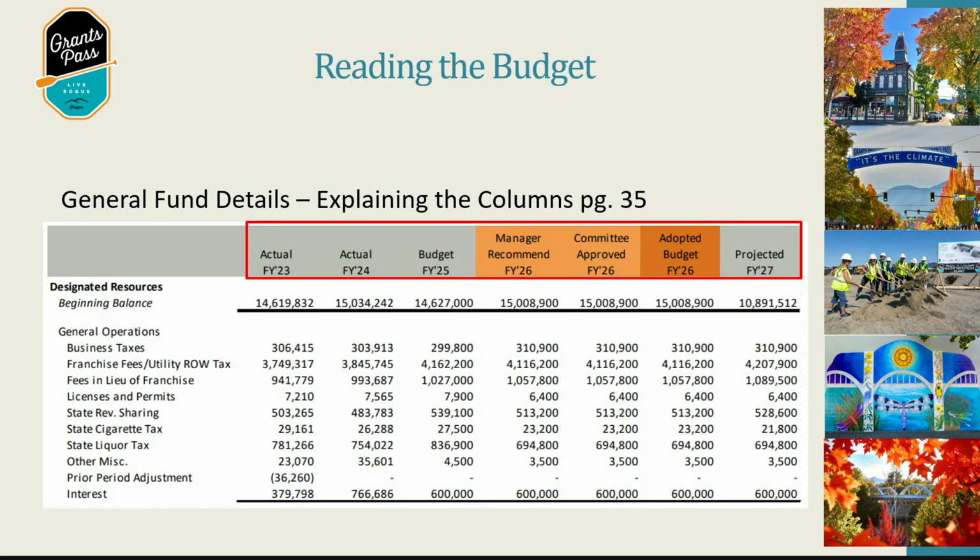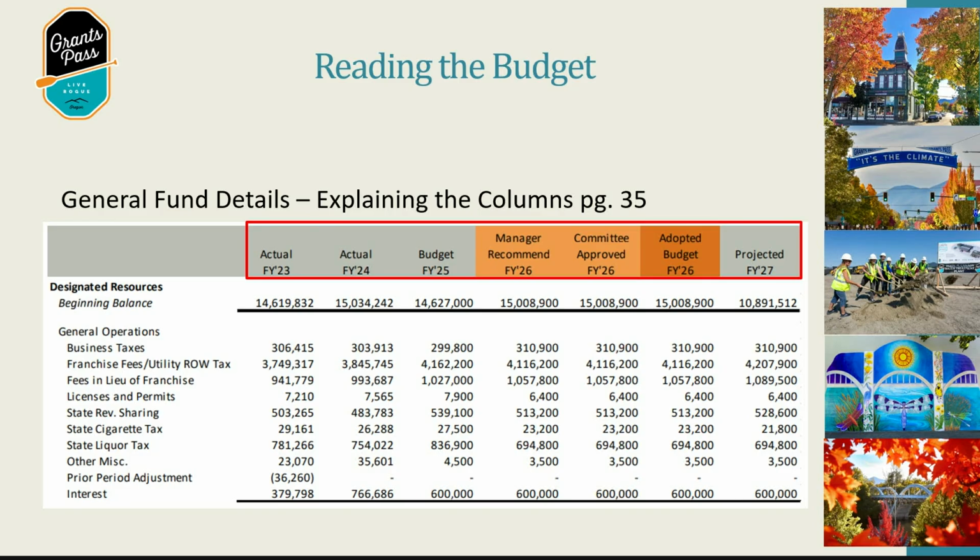is you will have 2 years of the previous year's actuals. You'll have the previous budget year next to that, and then you'll have the current recommended, approved, and adopted budget of the current fiscal year, which is highlighted in orange to make sure you're looking at the right year. And then all the way to the right, we actually project out an additional year as well.